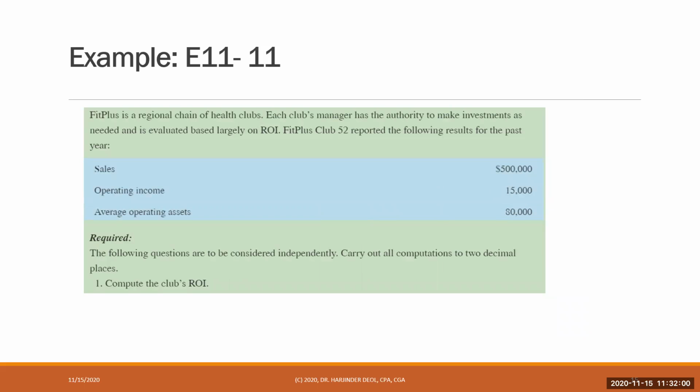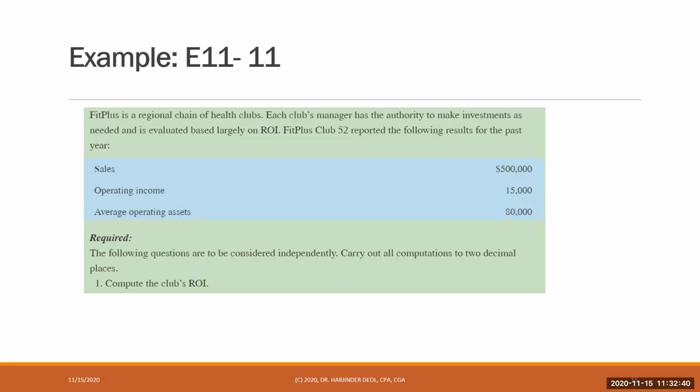Another example, this is from the textbook, exercise 11-11. FitPlus is a regional chain of health clubs, with each club's manager having the authority to make investments as needed and largely evaluated based on ROI. So FitPlus Club 52 reported the following results for the past year: sales $500,000, operating income $15,000, average operating assets $80,000. We're going to be looking at each of those questions independently, carrying out all computations to 2 decimal places.